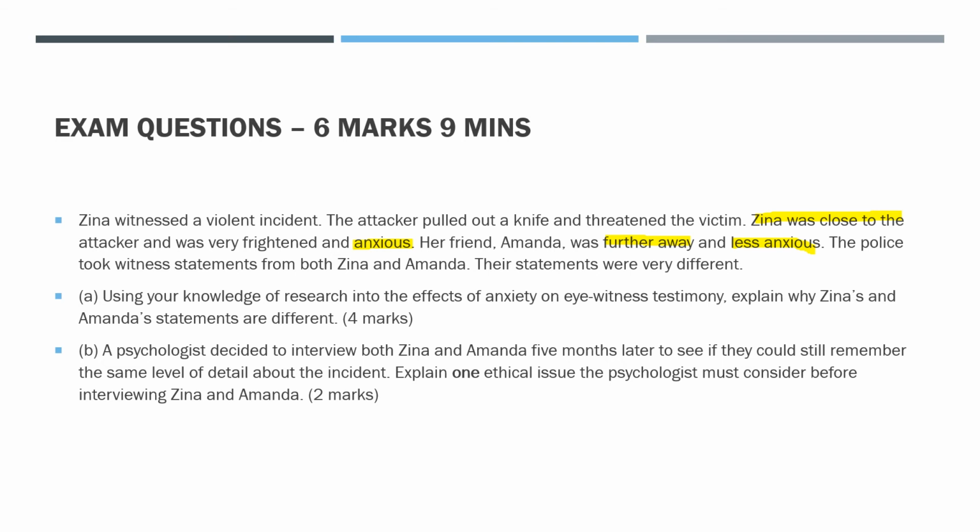A psychologist decided to interview both Zena and Amanda 5 months later to see if they could still remember the same level of detail about the incident. Explain one ethical issue the psychologist must consider before interviewing Zena and Amanda. It says one, so make sure you do only write one. It seems quite straightforward, but they will stop marking even if your second one is better. The first one is the only one that counts, so make sure you only write one. So time yourself, 9 minutes maximum, pause the video, have a look through.